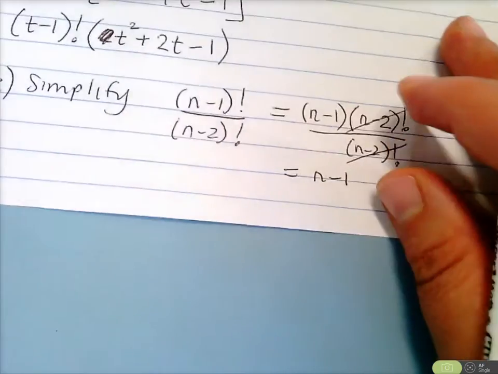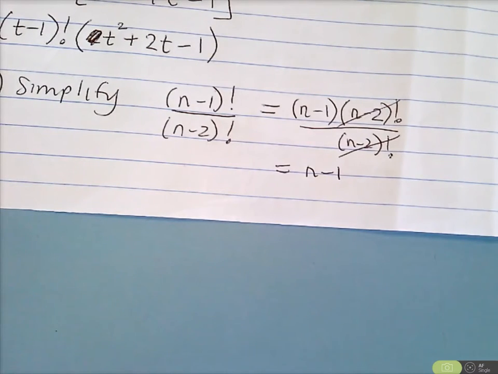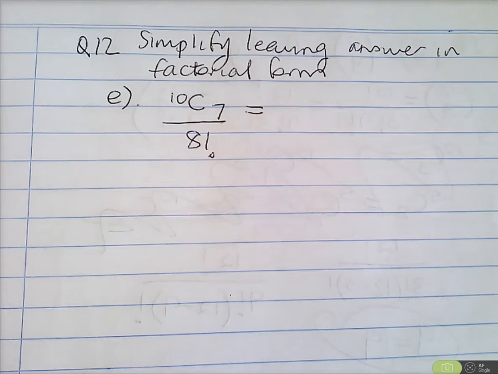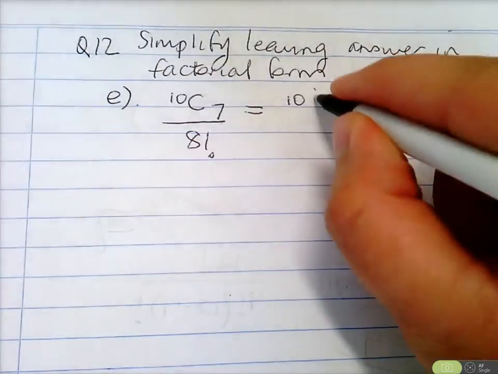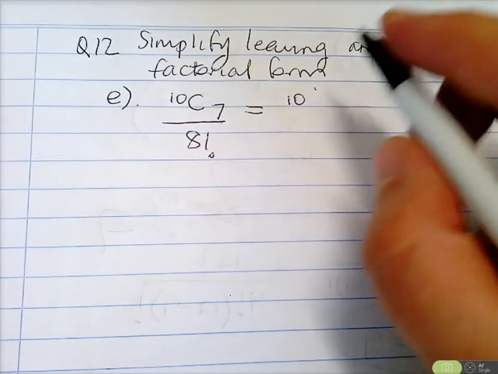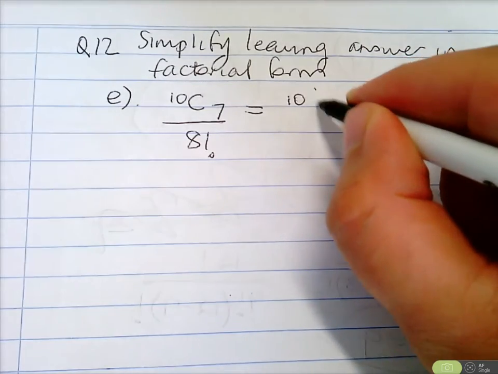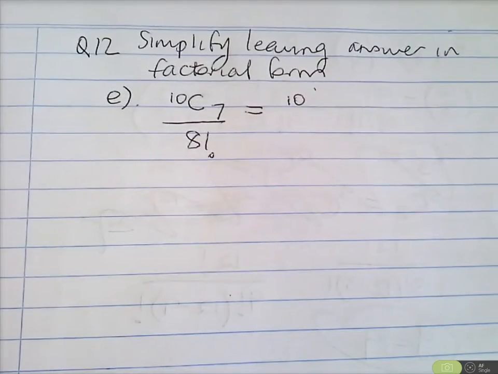That's an example from question 11. Question 12e: simplify, leaving your answer in factorial form. How do I do it? What is it? 10. Use the definition. How do I do this?